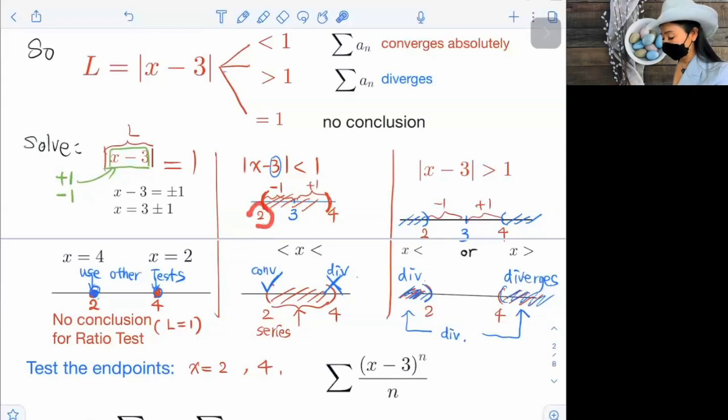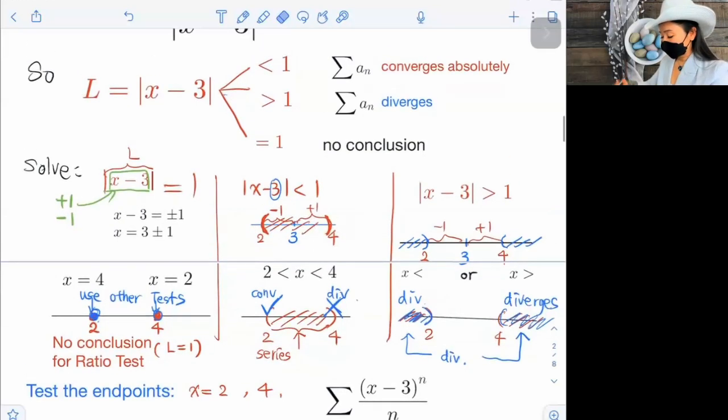Greater than 2, right? And less than 4. Yes. So this inequality will correspond to x is greater than 2, less than 4. It's going to be between 2 and 4 right here. Okay. All right. What about this one here?